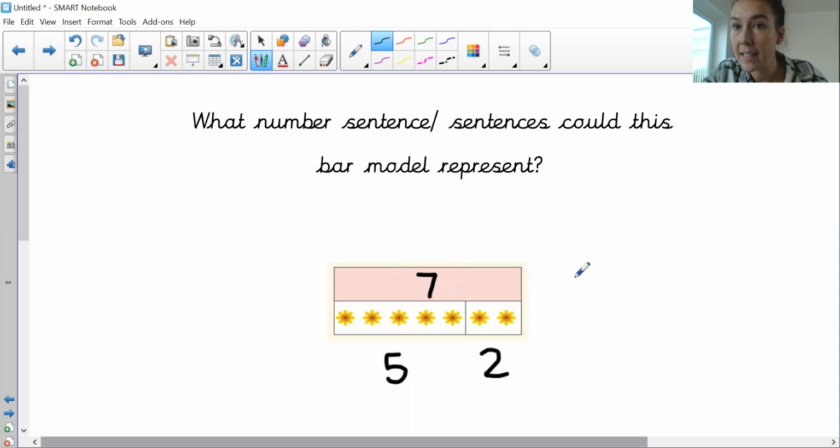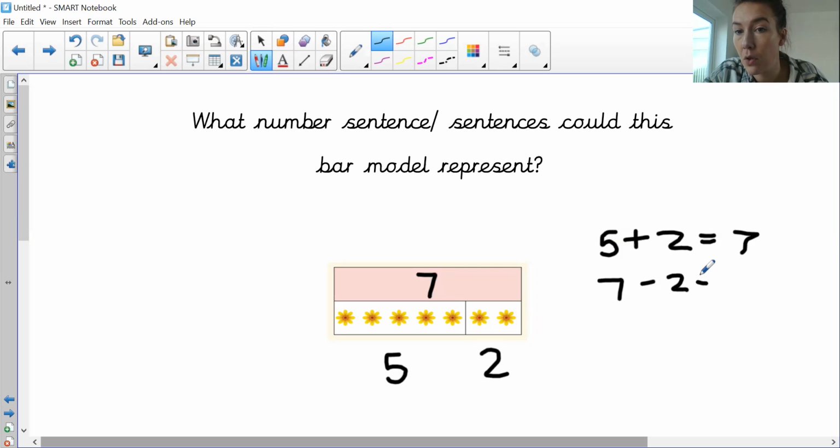And obviously with your related facts, it could be addition or subtraction. So it could be 5 add 2 equals 7, or 2 add 5, and then you could have your subtractions. You could have 7 subtract 2 equals 5. So all the numbers are interlinked. If you want to have a little go at home with that, that's absolutely fine.